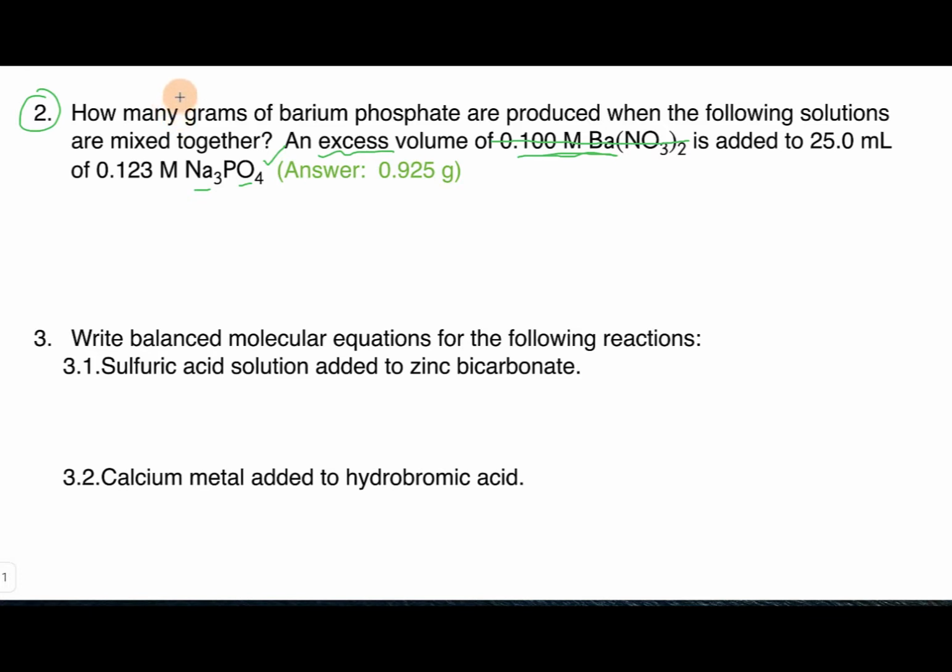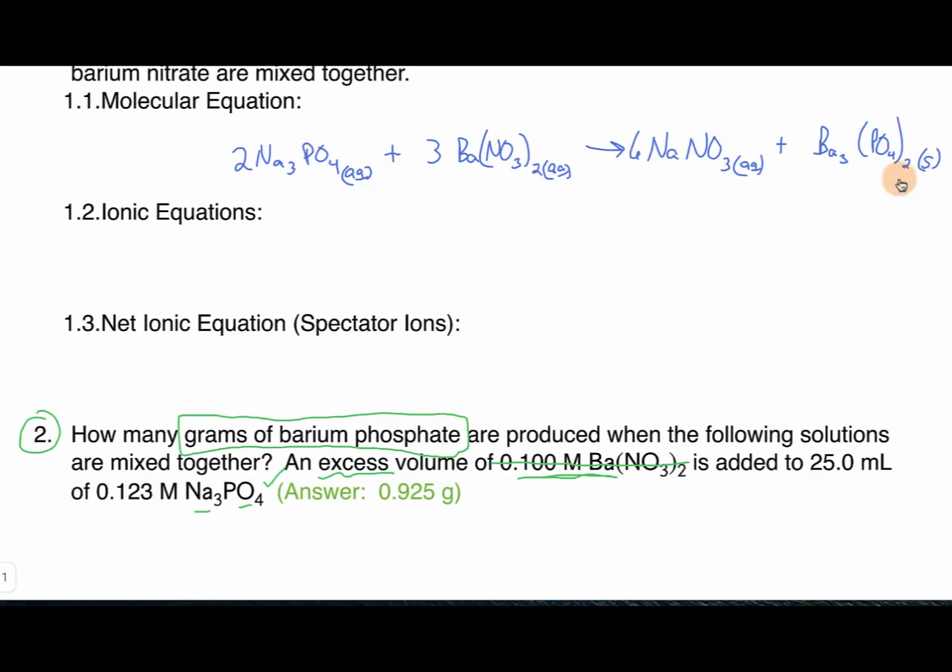And what we want to know is the number of grams of the product, barium phosphate. Let's take a look at the equation up here. So I'm going to go from information about the sodium phosphate over to the number of grams of the barium phosphate. Let me use the space below to lay out the information that I have in front of me. So I'm told that I have 25 milliliters of the sodium phosphate, and the concentration is 1.23 molar. That's all the information I have.